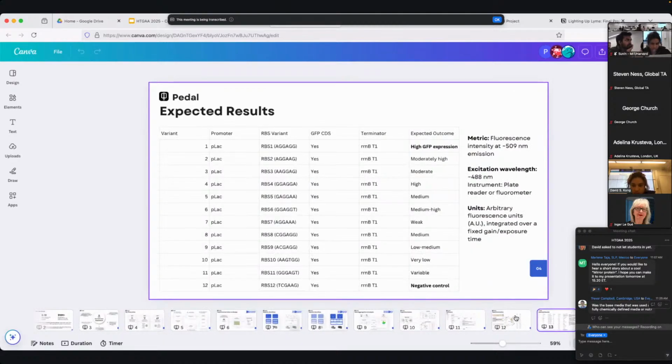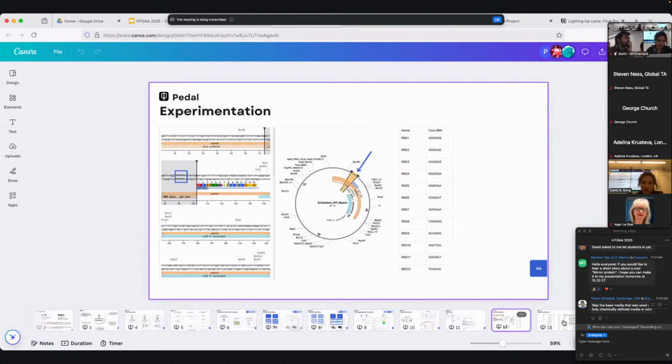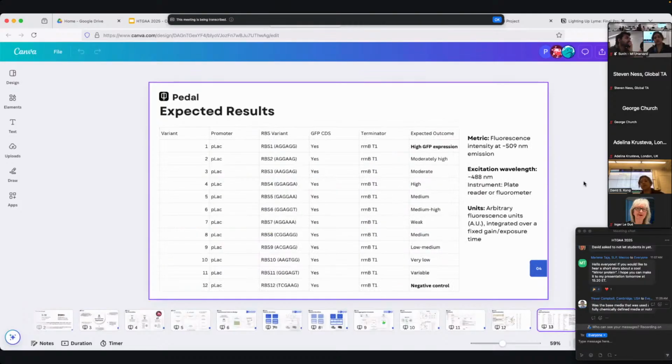My materials had a little bit of trouble getting here, so I wasn't able to run this in the lab, but these are the results that the algorithm predicted. This doesn't mean much right now, but variant 1 was predicted to have the highest GFP expression. What I was planning on measuring in the lab was fluorescence intensity at 509 nanometers, with an excitation wavelength of 488, just measuring the fluorescent units of how brightly the protein was glowing.